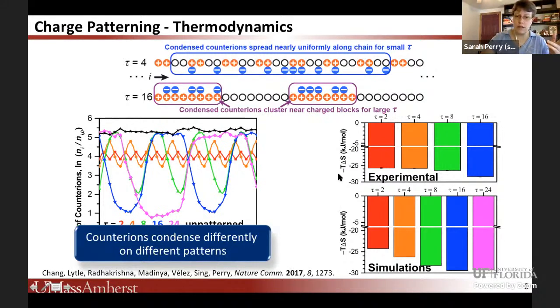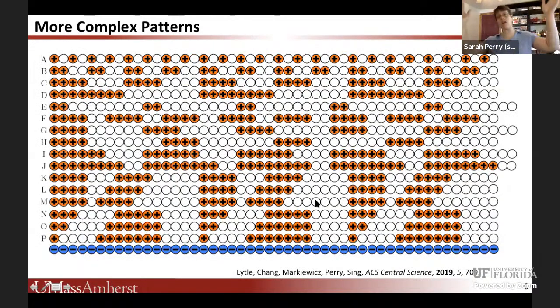This is minus T delta S. It's a function of block size that increases with increasing block size. And again, we have near quantitative agreement between experimental and simulation results. So this is cool because it tells us it's the patterns ahead of time that matter, not the end state. And so we can get carried away, right? We can do all different kinds of patterns, try and understand what are some of the subtleties going on.